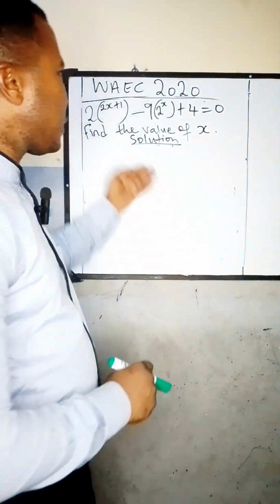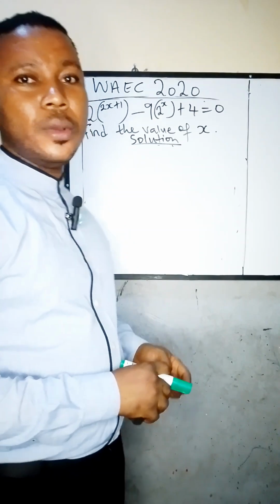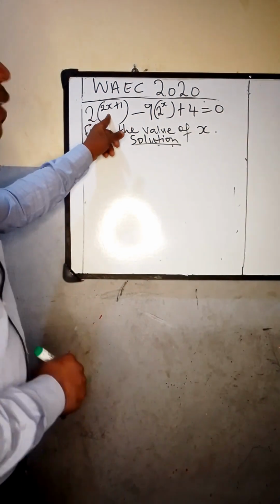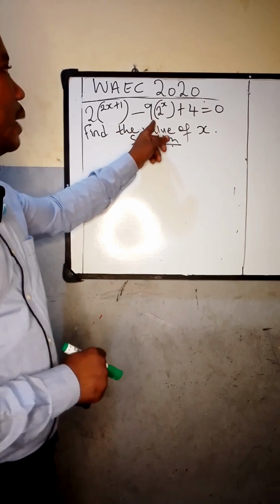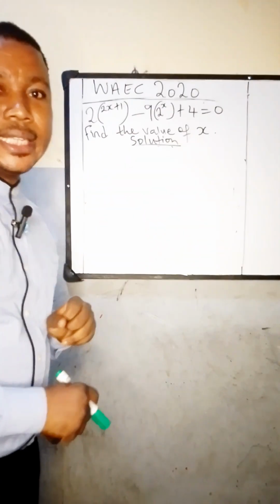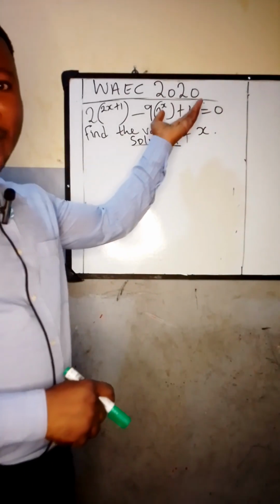Today we'll be looking at a WAEC past question. Okay, so we have this question here: 2 in brackets 2 raised to the power of 2x plus 1, minus 9 in brackets 2 raised to the power of x, plus 4 is equal to 0. So we have to find the value of x here.